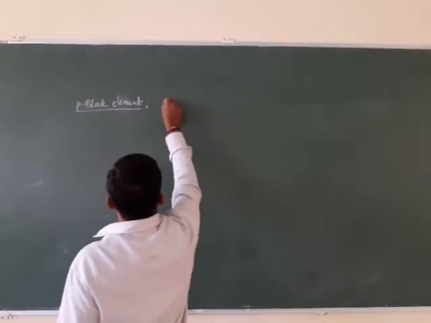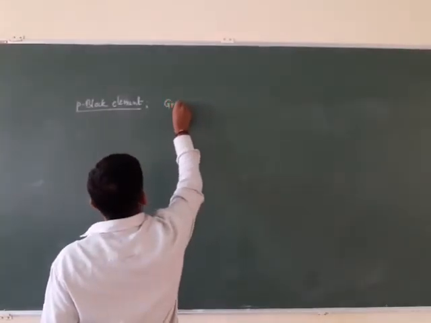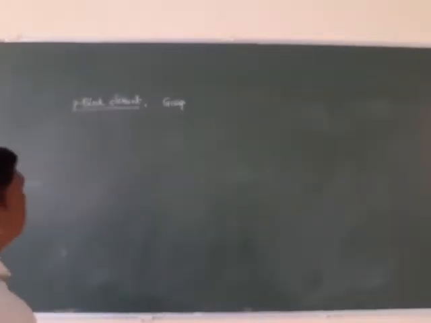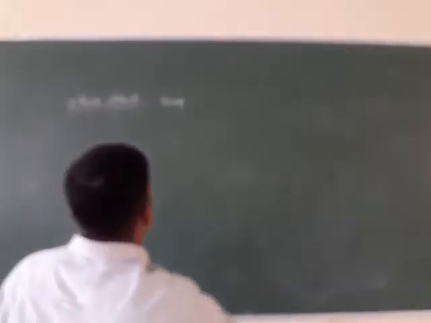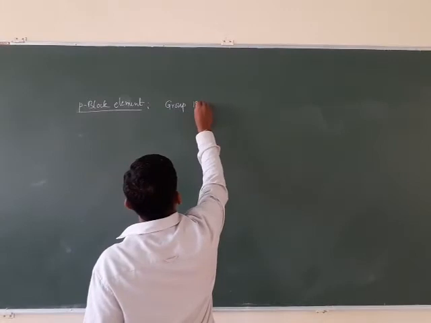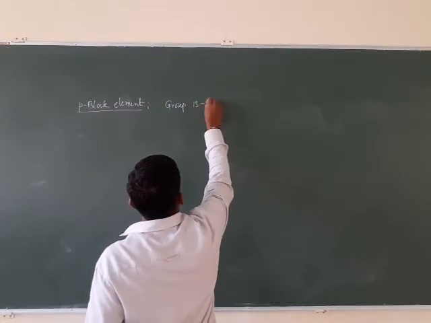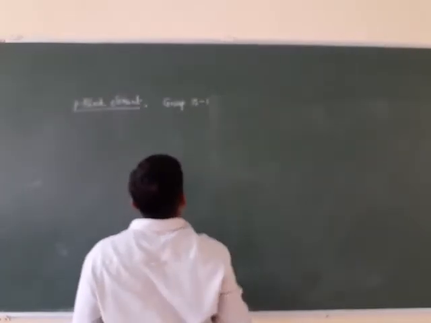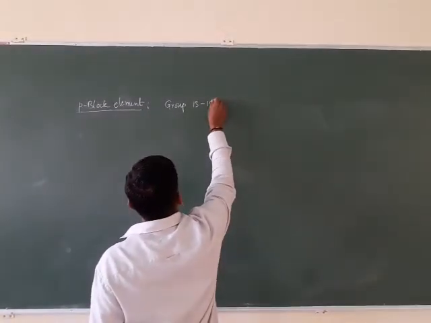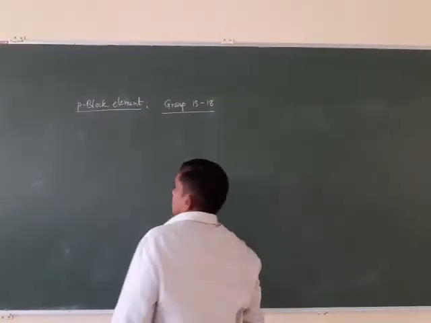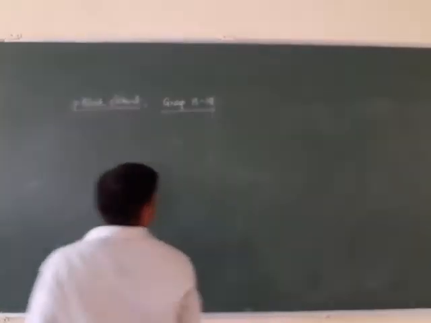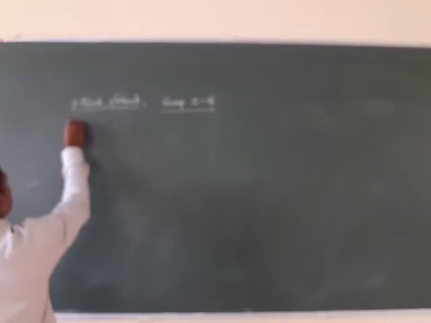So, which elements are present in this block? Group number 13 to 18. They are called P-block elements. Okay, so what are P-block elements?